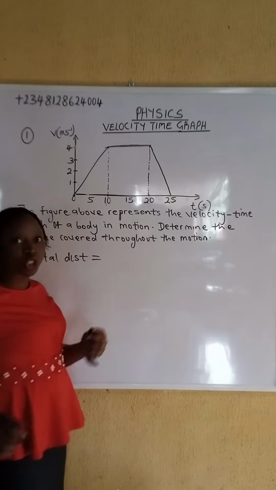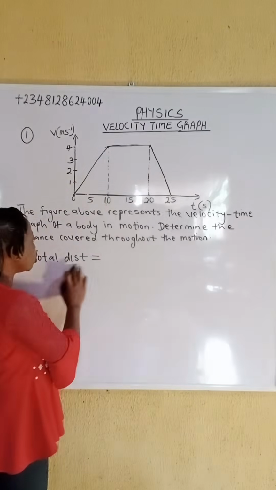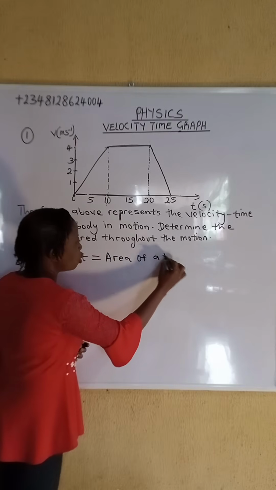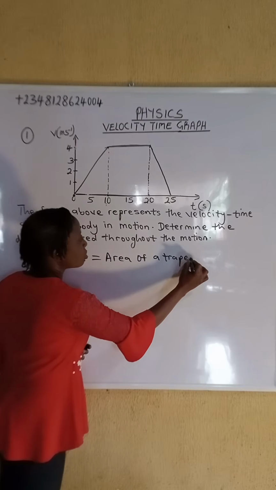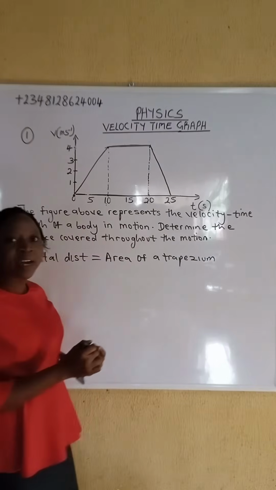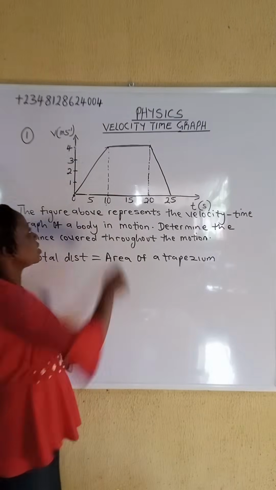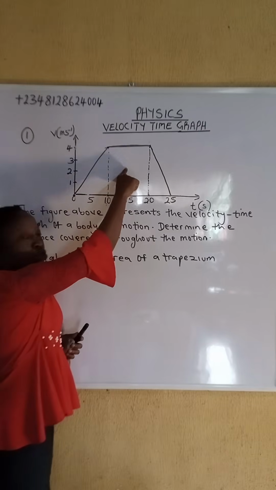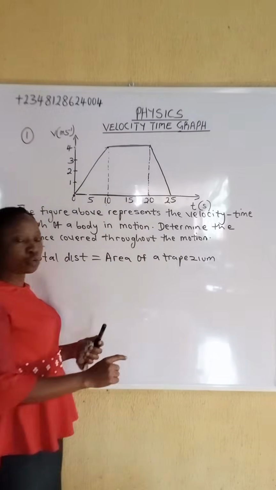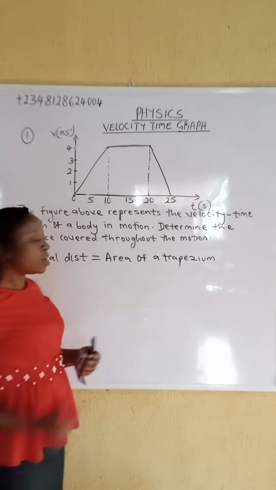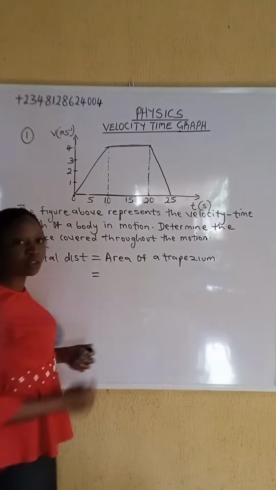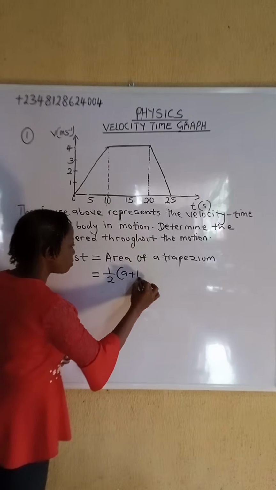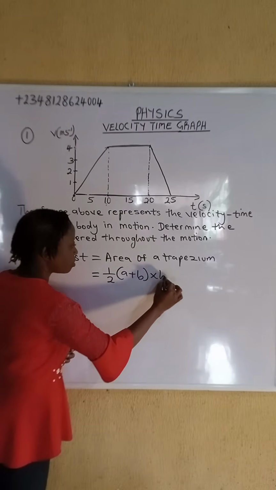Then what is the name of this shape? It's a trapezium. So that will be equal to the area of a trapezium. Then you can also divide this shape into three. You can say that the area of a triangle plus the area of a rectangle plus the area of a triangle. So let's first use a trapezium. Then what is the formula for calculating a trapezium? That will be half (a plus b) times height.